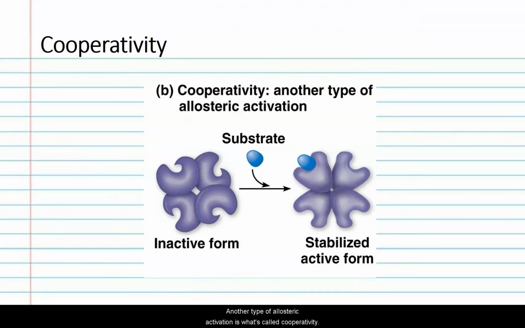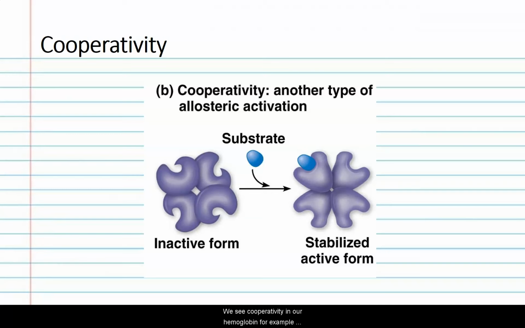Another type of allosteric activation is what's called cooperativity. So in cooperativity, what happens is you might have a multi-subunit enzyme that has, let's say, 4 different polypeptides. Each polypeptide is made up of an enzyme and then they are linked together, all right, through quaternary structure. The first subunit, when it binds to the substrate, in turn stabilizes the other subunits, making it so that they're more likely to bind the substrates when they interact with them.